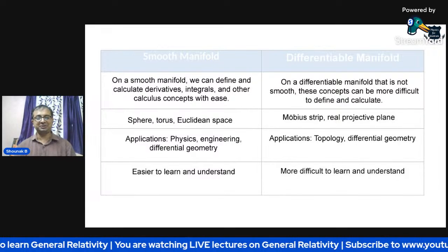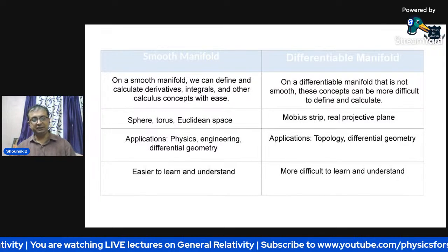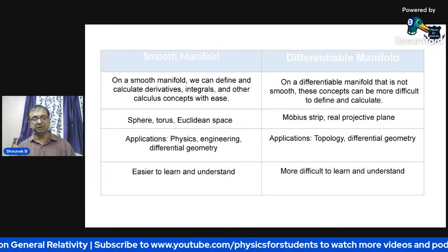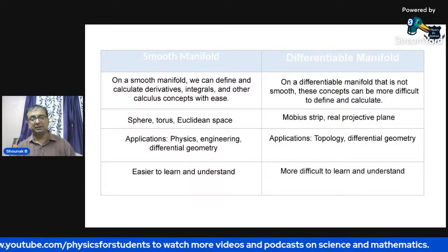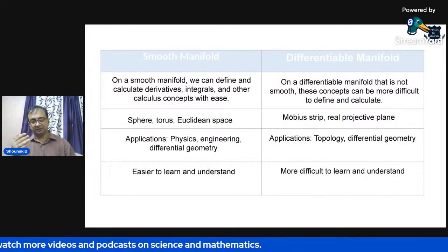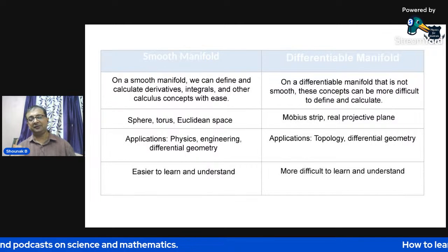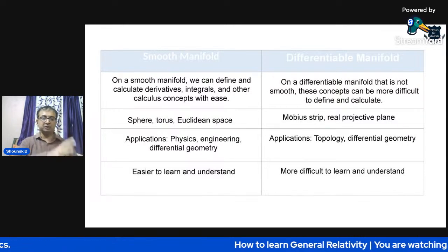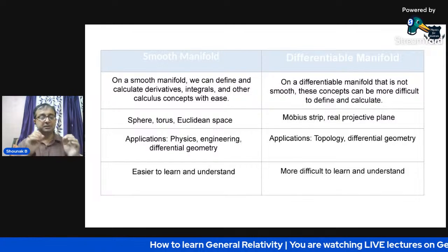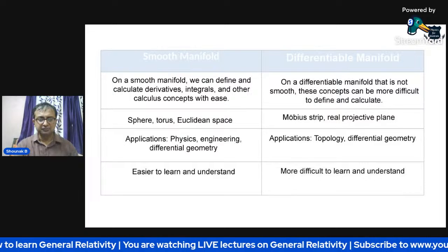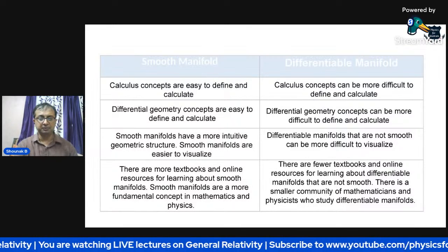So you got the answer to your question. Calculus concepts are easier, differential geometry concepts are easy, smooth manifolds are much more intuitive, and, you see right at the bottom left-hand side, there are more textbooks and online resources. Smooth manifolds are more fundamental concepts. Here, it is difficult to calculate, and there are very few textbooks. So you now have the understanding of what a smooth and what a differentiable manifold is. This is important before we go ahead and learn the next one. So obviously you can start with the smooth manifold.